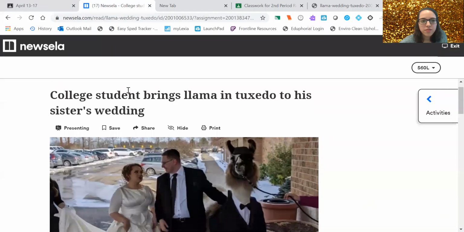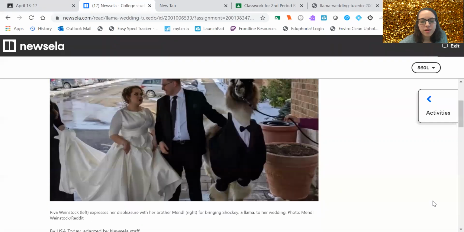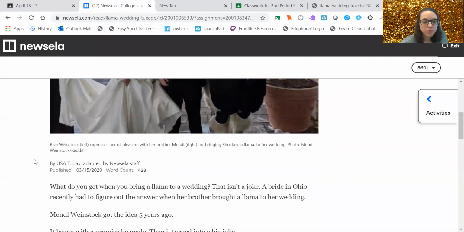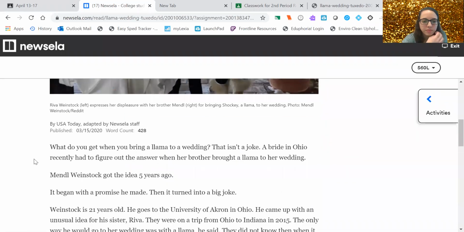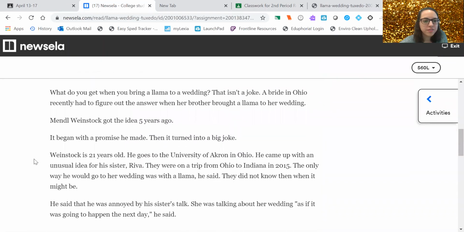Here it is. Whenever you log into News ELA with your email and read the article, you'll have questions on the right where you answer them. It won't show me in my teacher view. And you'll press submit and turn in on the right. I will help you with that. We will learn it together. Okay, so let's start the article.